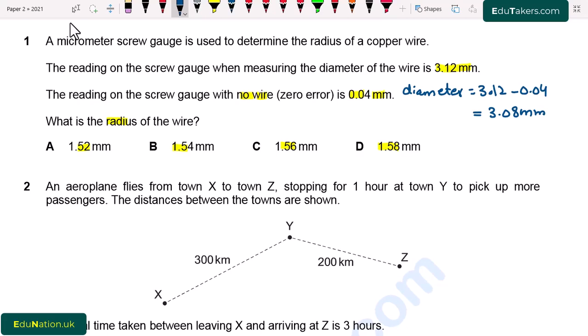Next we have to find the radius. We know that diameter is double the radius, so radius will be equal to half of the diameter. So I divide this value by 2, which will be equal to 1.54 millimeter. This is the radius of the wire, which is given by option B.